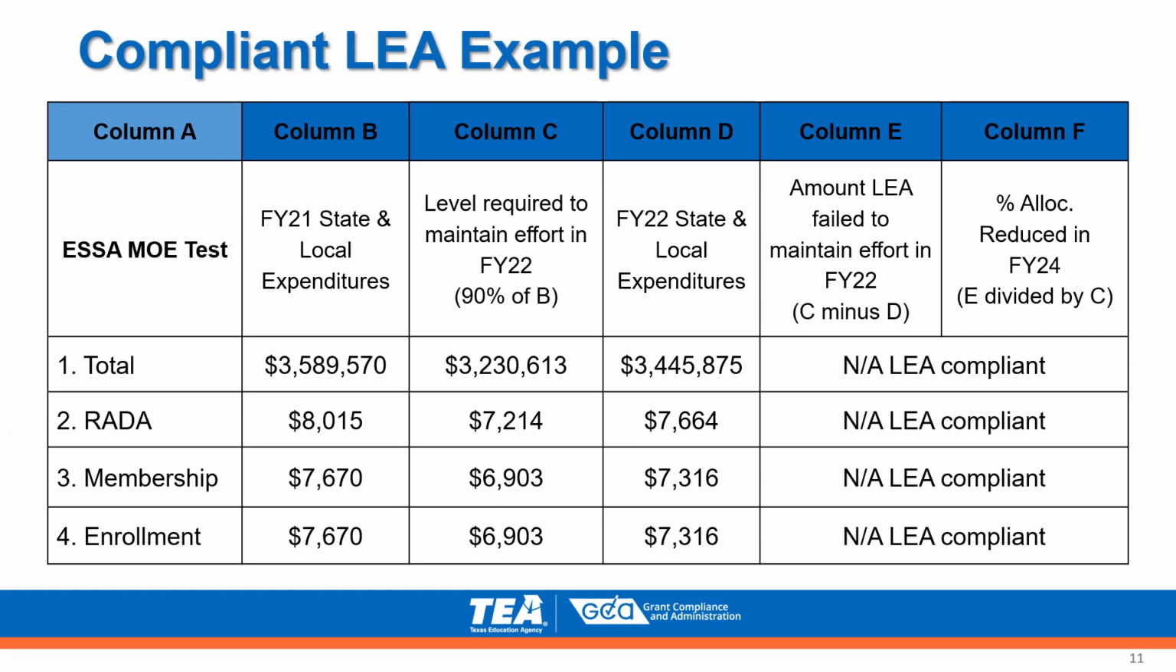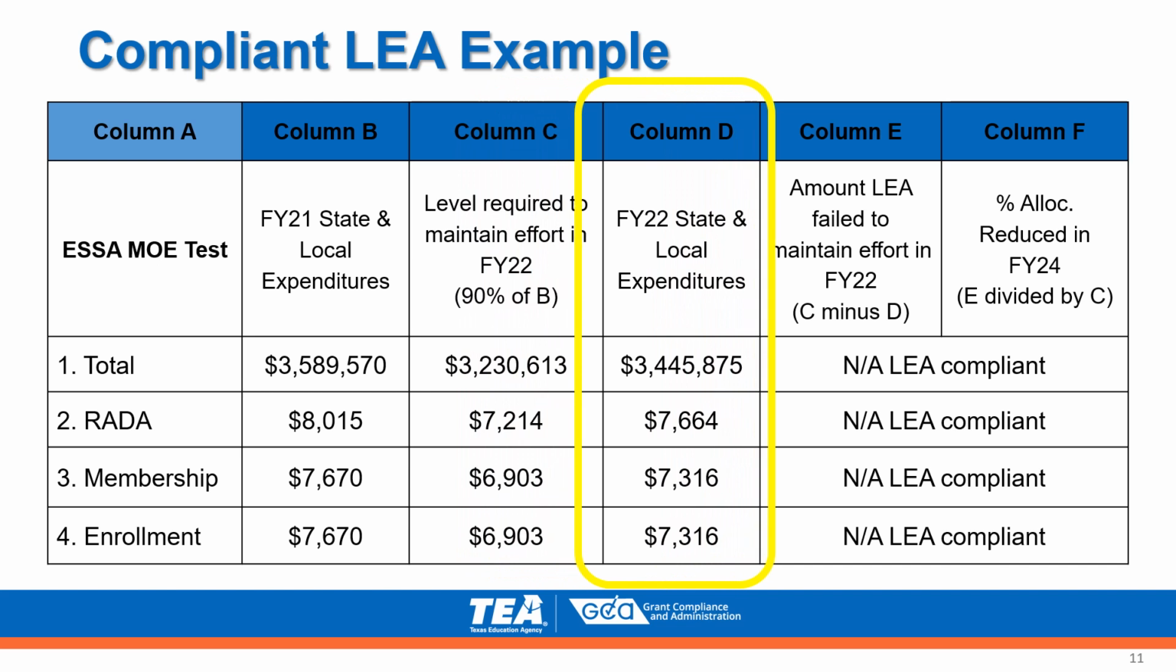In the next couple of slides, we will go over examples of a compliant and non-compliant LEA. Here's an example of a compliant LEA. Column A lists the 4 ESSA MOE tests. Column B represents the FY21 state and local expenditures, which serves as a baseline comparison. Column C indicates the level required to maintain effort in FY22, set at 90% of the FY21 expenditure level.